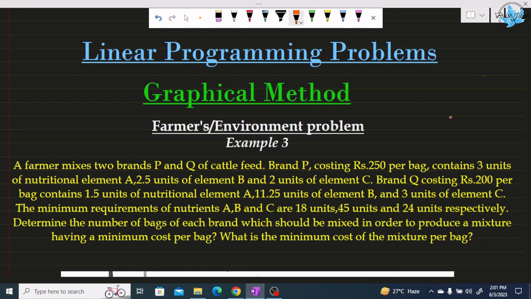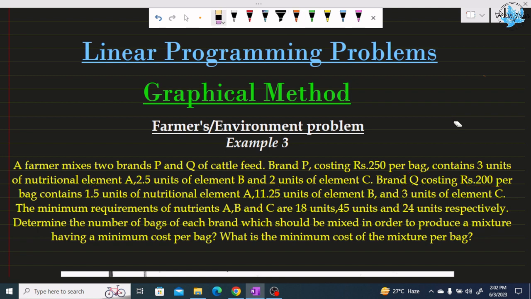The question says that the farmer mixes two brands, P and Q, of cattle feed. Brand P costs 250 per bag, and it contains 3 units of nutritional element A, 2.5 units of element B, and 2 units of element C. These are the values of bag P. Now brand Q costs 200 per bag, and it contains 1.5 units of element A, 11.25 units of element B, and 3 units of element C.